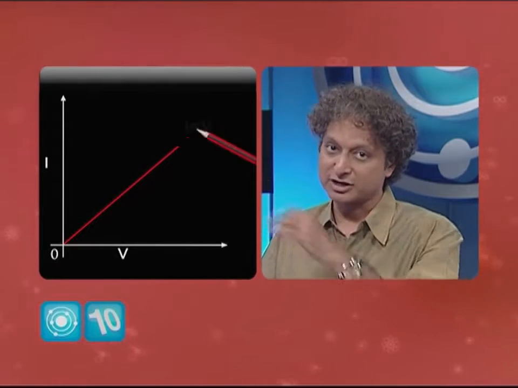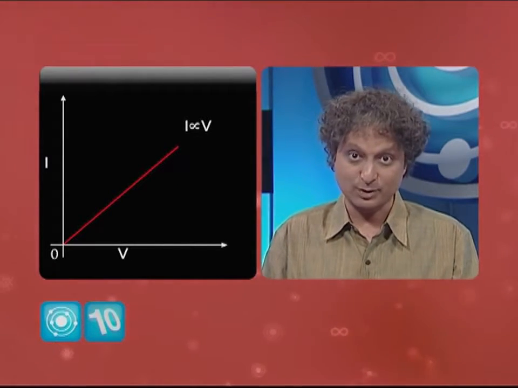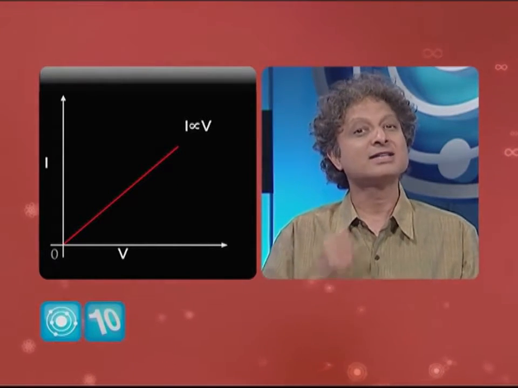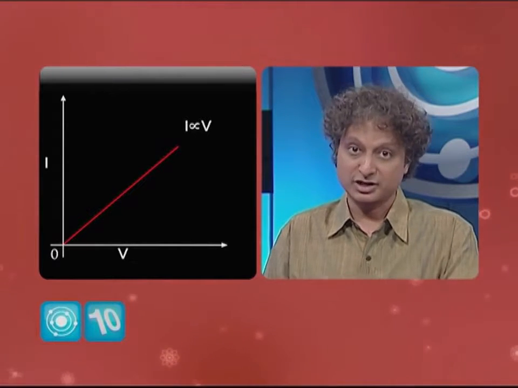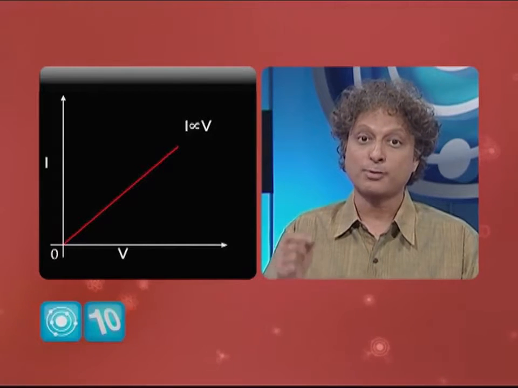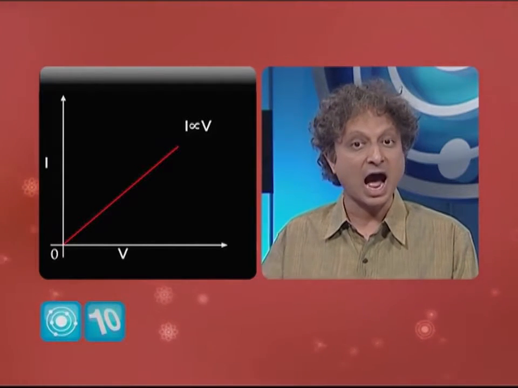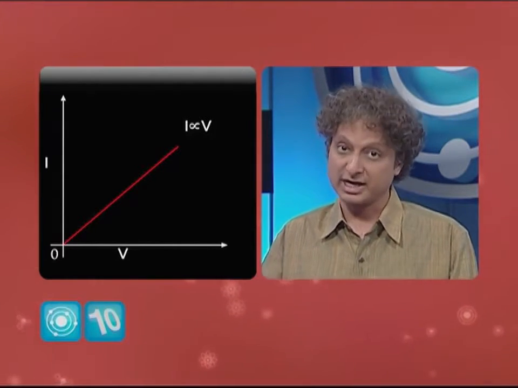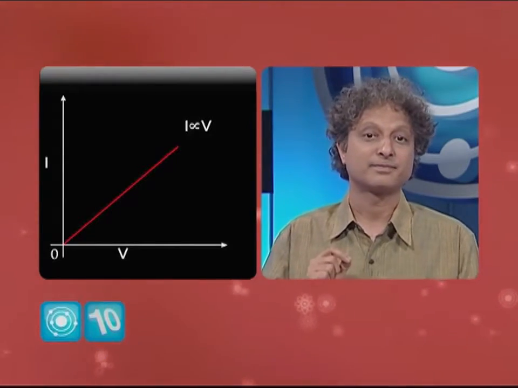For materials that follow Ohm's law, the current and voltage are proportional to each other. So plotting V and I on a graph, we get a straight line with a positive slope. Since V is equal to 0 implies I is equal to 0, this graph passes through the origin. Note that the slope of the straight line gives I by V, which is 1 by R.